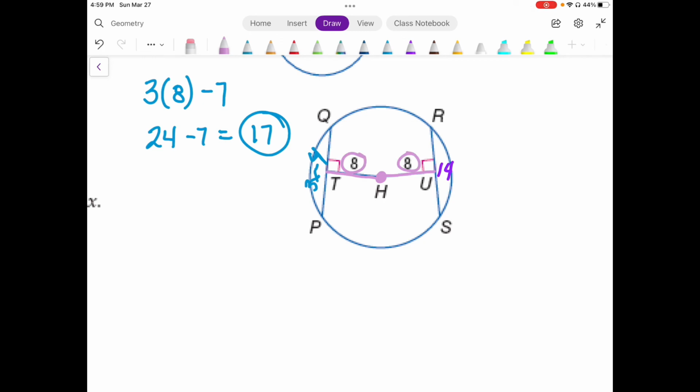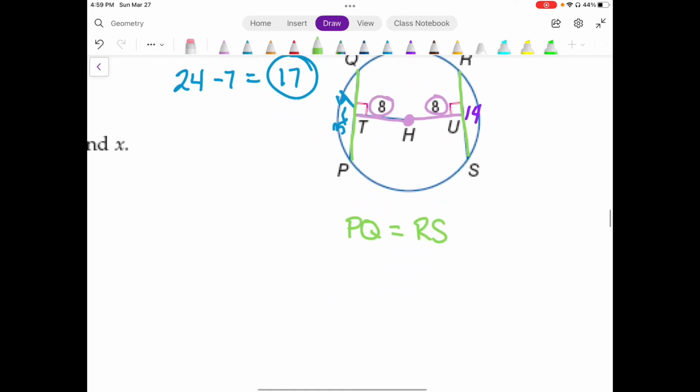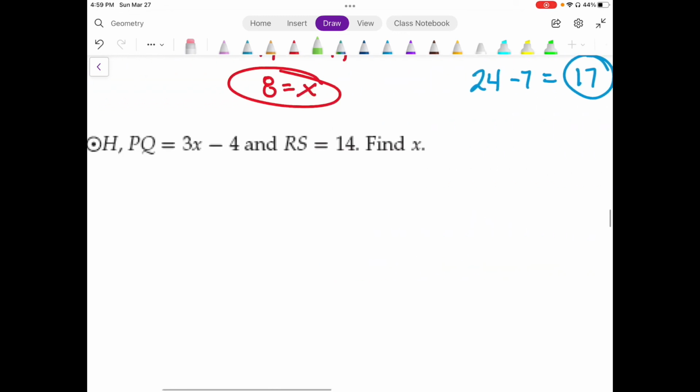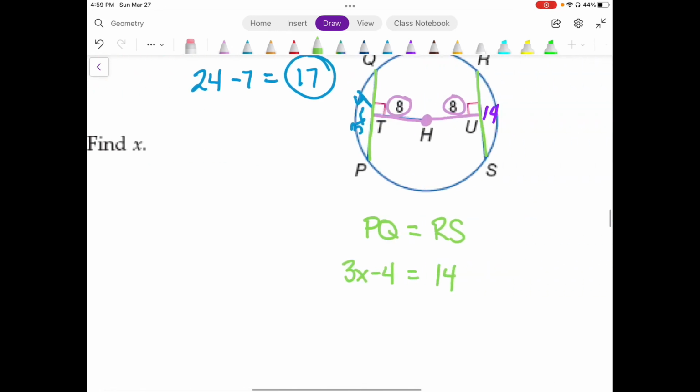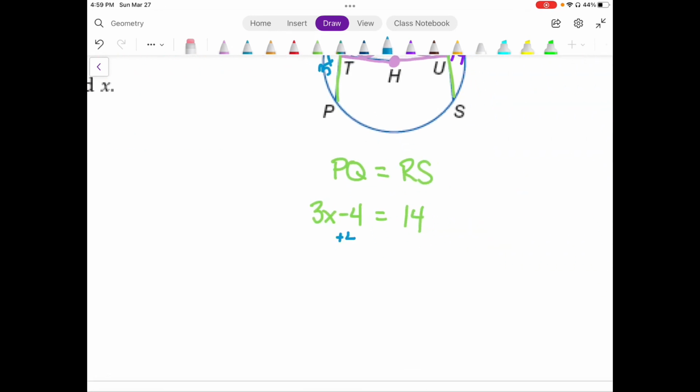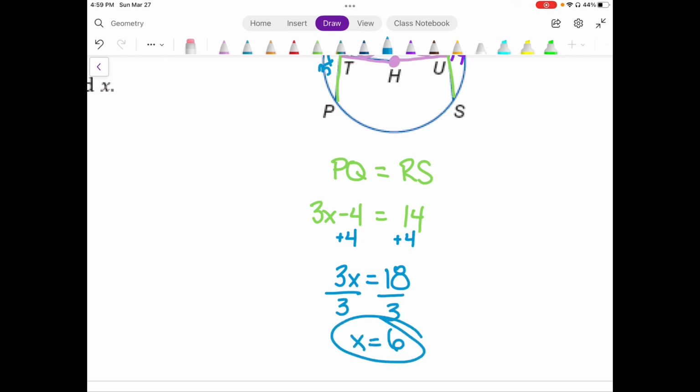Therefore, those two chords are equidistant from the center. They are the same distance away from the center. So I can say that this chord PQ and this chord RS are equal. So PQ equals RS. Well, I also know PQ is 3x minus 4, and I also know RS is 14 based on what they told me right here. So now, using this information, I can solve for x. First thing I'm going to do is add 4, and I get 3x is equal to 18. Then I will divide by 3, and I get x is equal to 6. I was just asked to find x, so I am all done once I've done that.